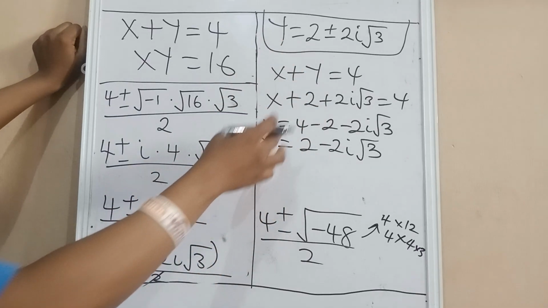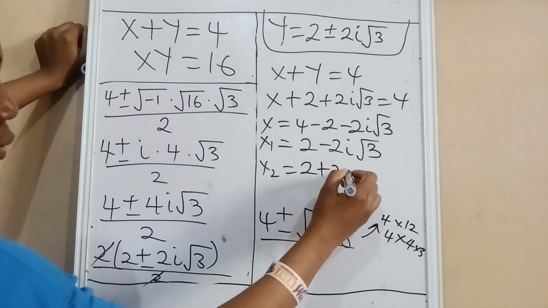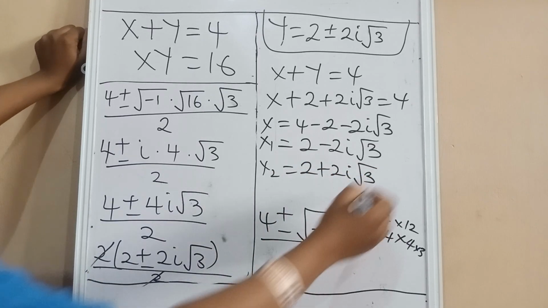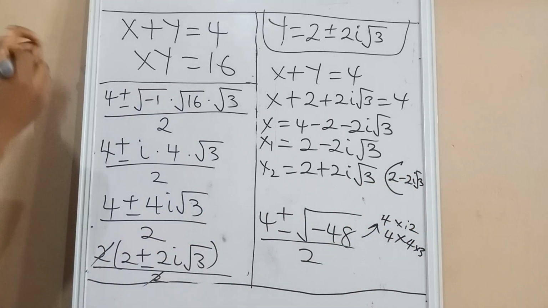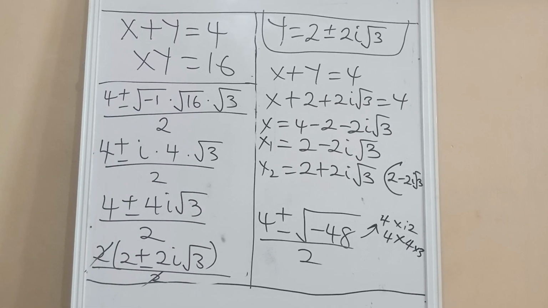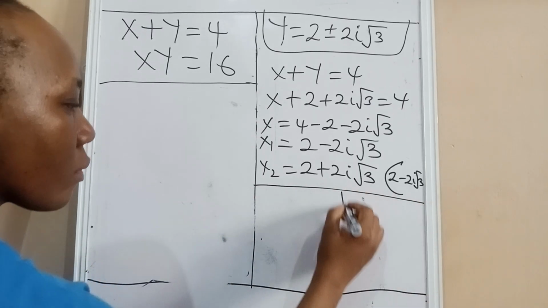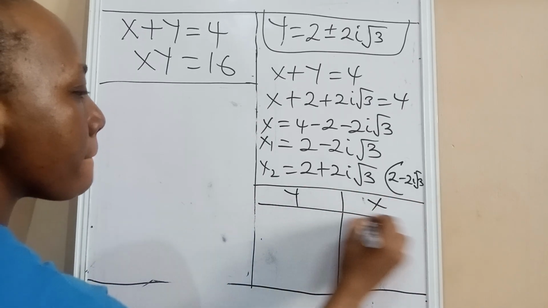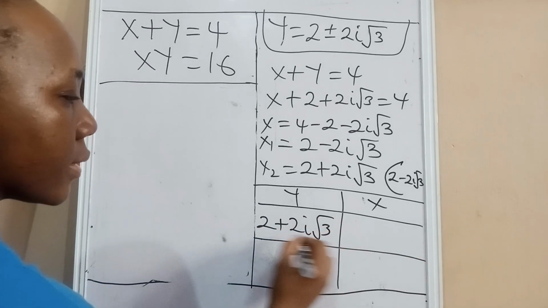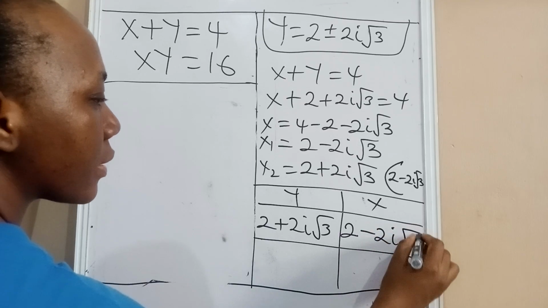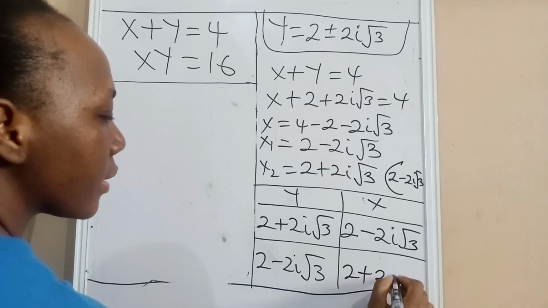So also if we do for the next one, we're still going to have x as 2 plus 2i root 3, and that's when y is 2 minus 2i root 3. Okay? So let's make it very clear that whenever y is this, x is this. And whenever y is this, x is this.